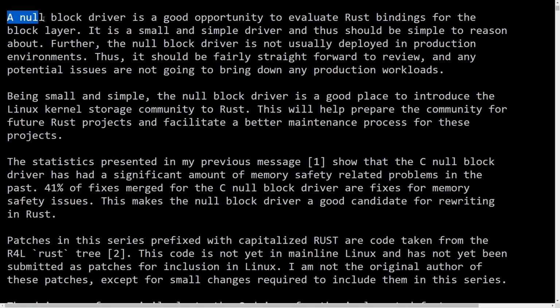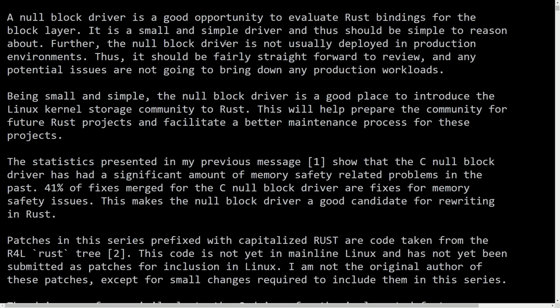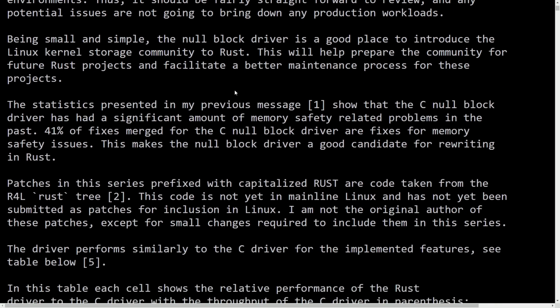So what it says here, a null block driver is a good opportunity to evaluate Rust bindings for the block layer. It's small, it's a simple driver, and it would be simple to reason about. Further, the null block driver is not usually deployed in production environments. So another win here for testing purposes. It should be straightforward to review, and any potential issues are not going to bring down production workloads.